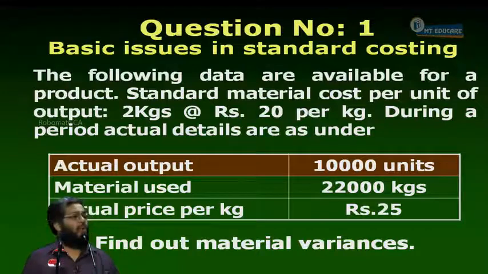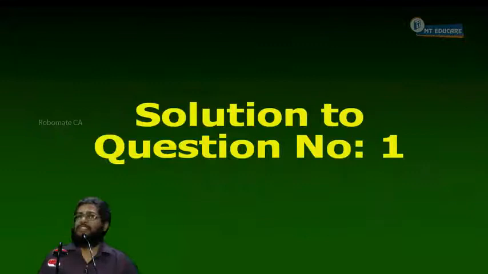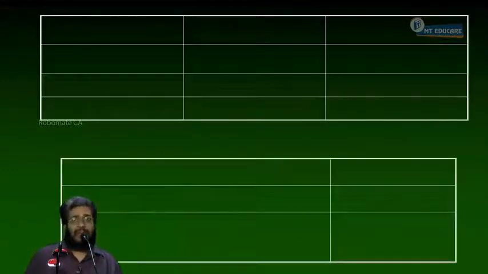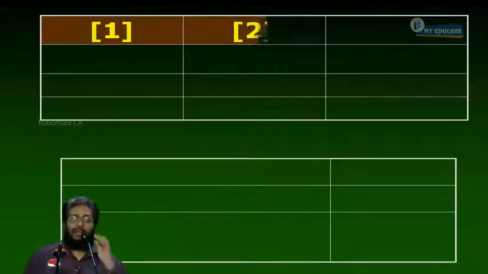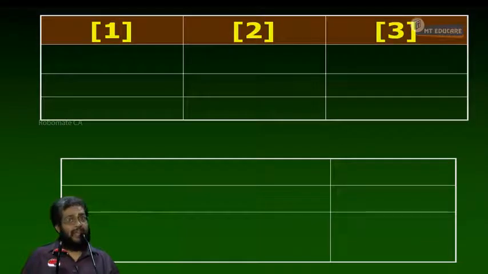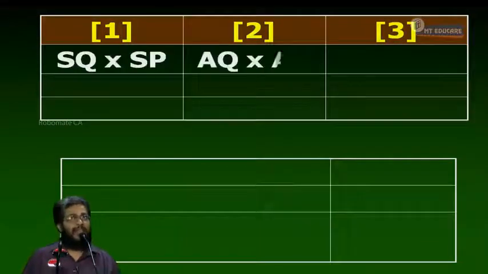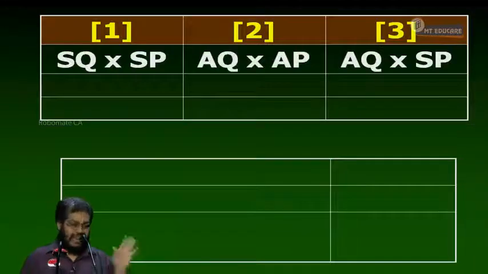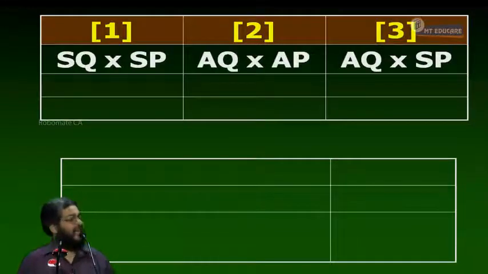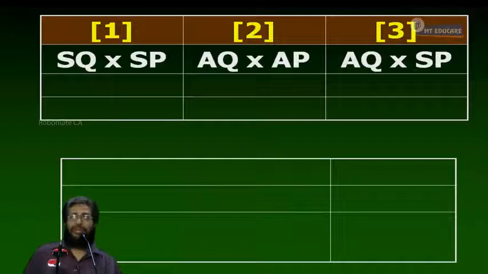Now they said calculate what? Material variances. Now, no need to copy. Just tell me, I'll put the numbers. What is the first step here? Computation table. How many columns are there? 3 columns. Can you tell me the 3 columns? SQ into SP, AQ into AP, AQ into SP. This should never change.